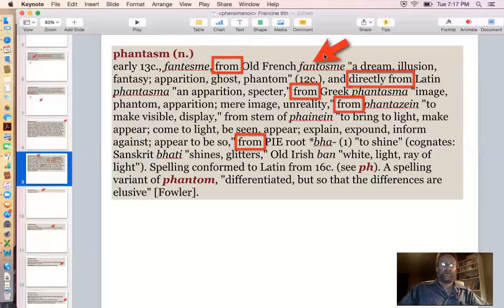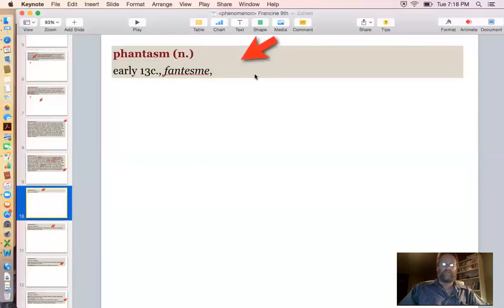This is Old French, and we see these things. But notice we have directly from, all of these froms and directly froms are telling you we're going back in time. The farther back down the entry you go, the older you're getting. So what I did just to make sense of this quickly is divide it into those pieces.